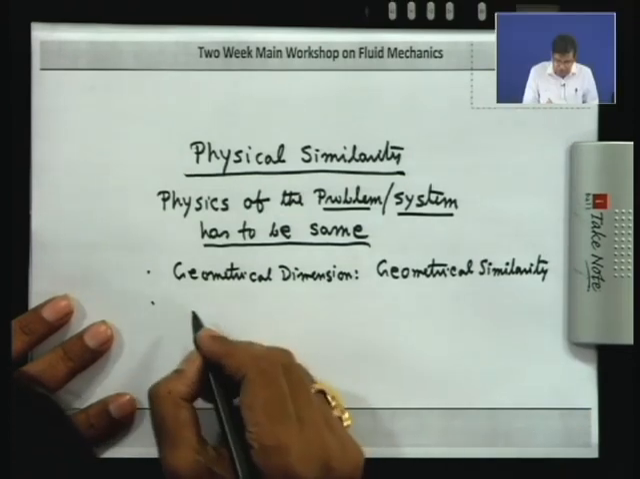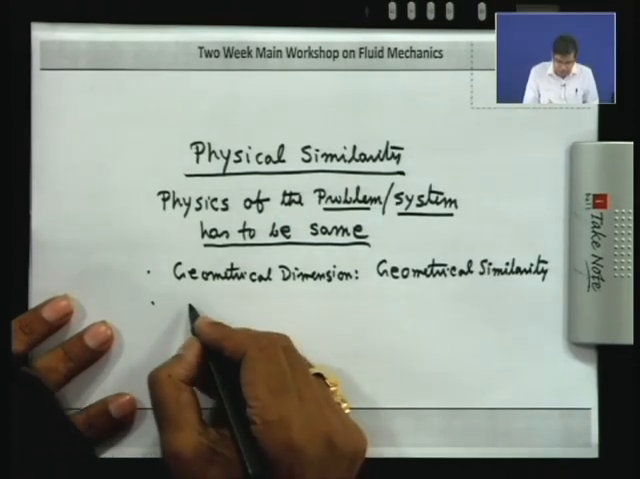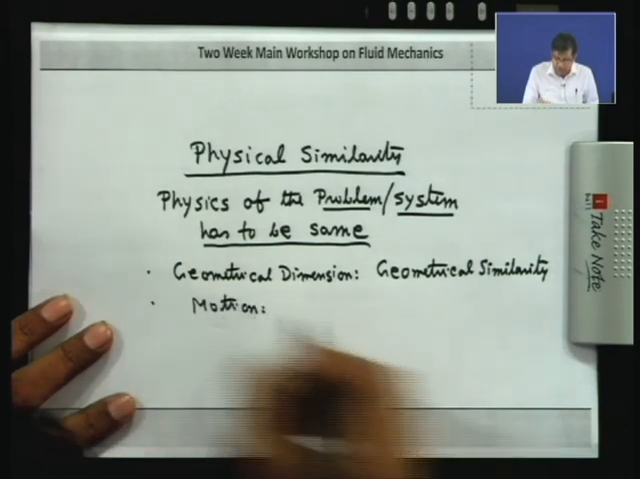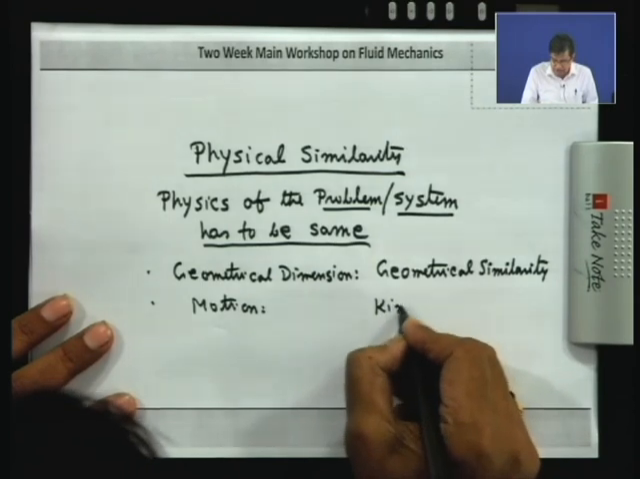When the physical quantity concerned is the motion, or the velocity, then it is known as kinematic similarity.